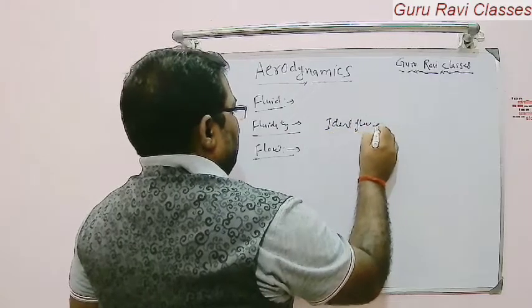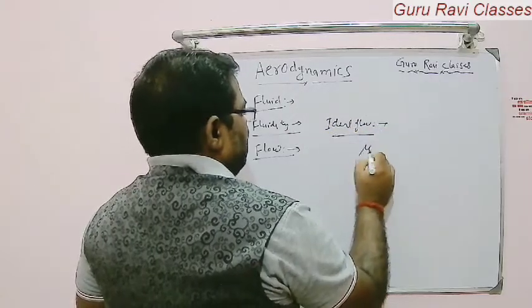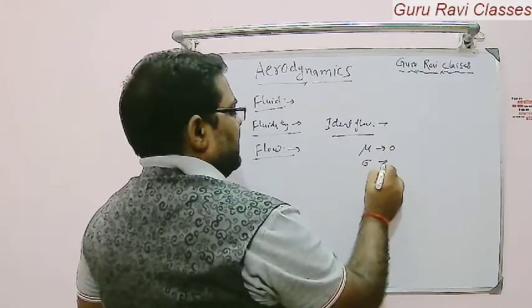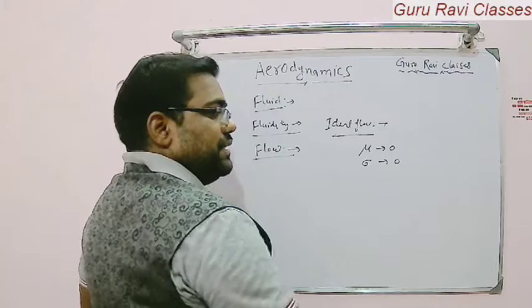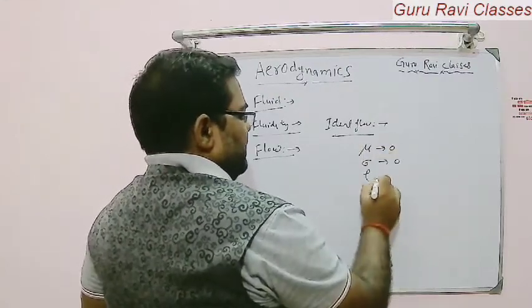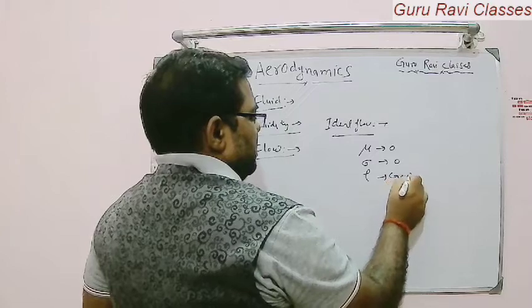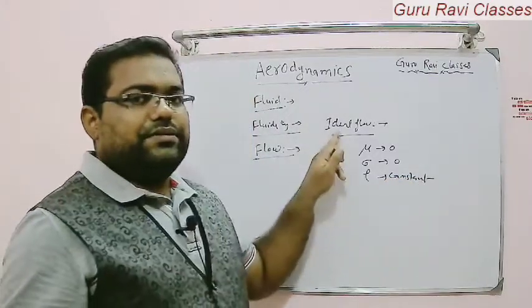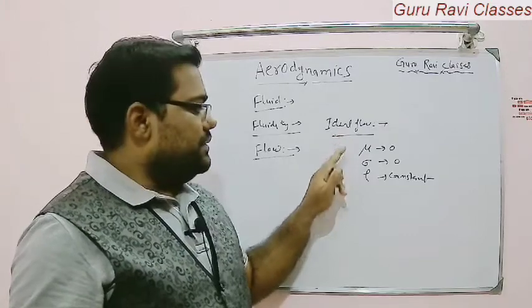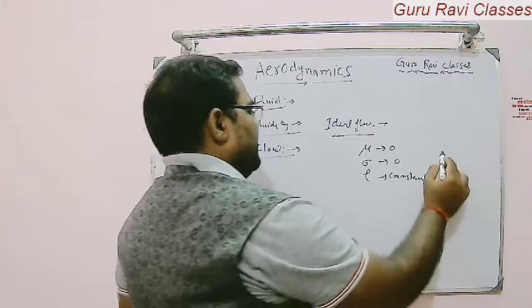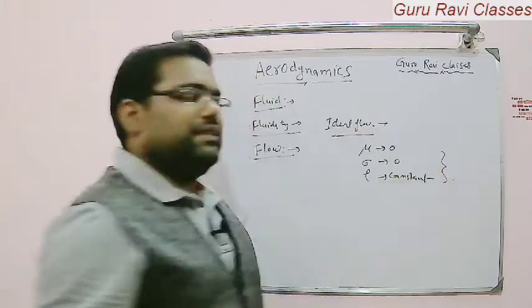In ideal flow, viscosity is nil. No viscosity. Surface tension is also zero if it is a liquid flow, and density is constant, incompressible. And zero surface tension. If these three properties exist in a flow, that flow is known as ideal flow.